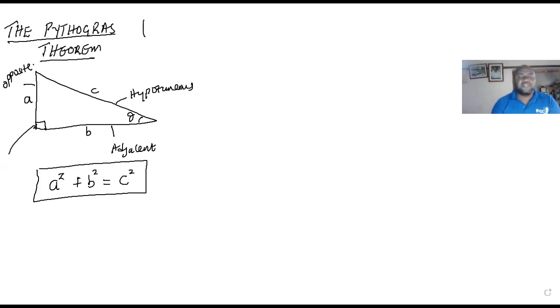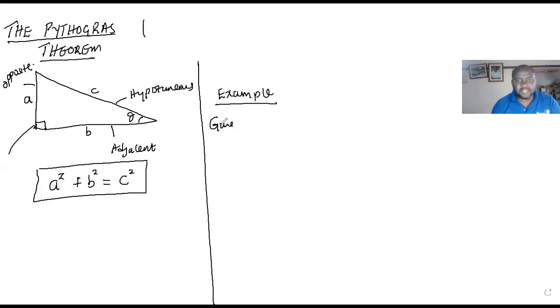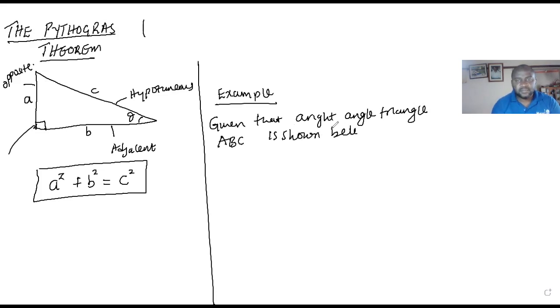As we may see right-angled triangles, for example, consider an example which says, given that a right-angled triangle ABC is shown below. It's like this. It has a side of 5, and this side has 12. They can ask you to find C, the longest side.